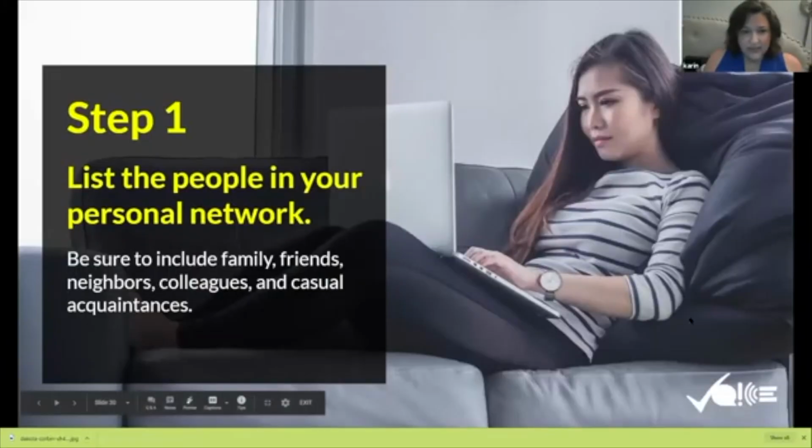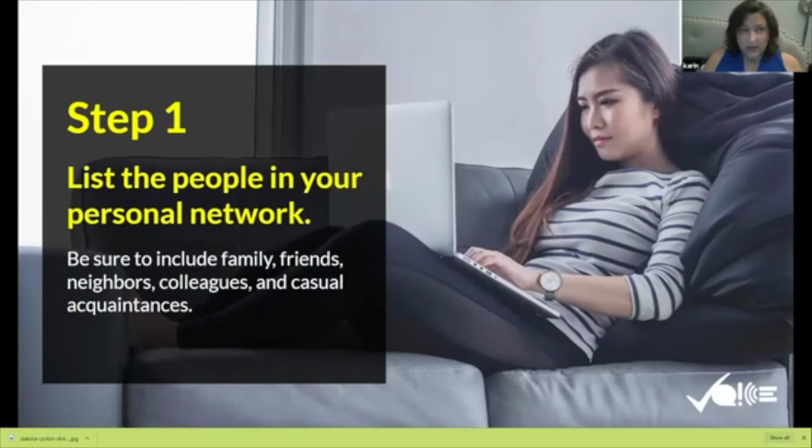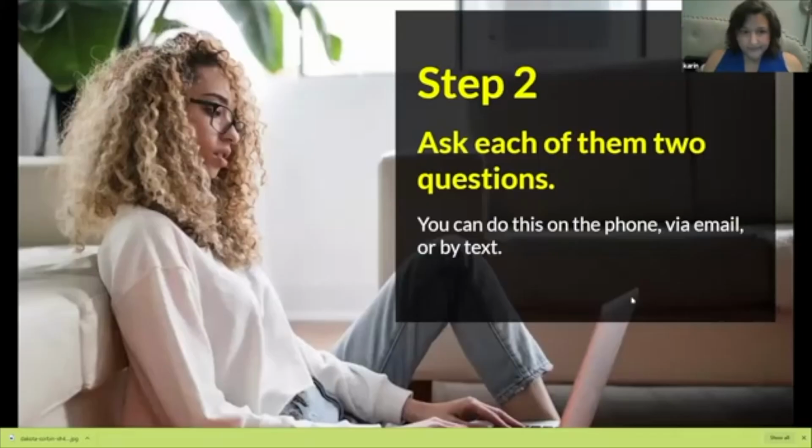So the first thing that you do is list the people in your personal network. And this is like you just cast a very wide net here. Who are all of the people, friends, family, colleagues, who you could possibly contact? In step 2, the goal is to reach out and ask people 2 questions. And these questions can be done by phone, email, text, whatever form of communication you feel most comfortable with.